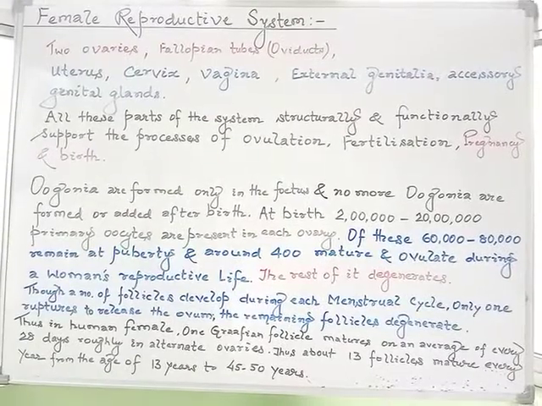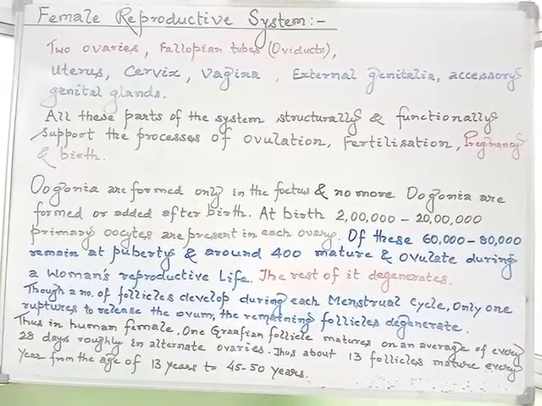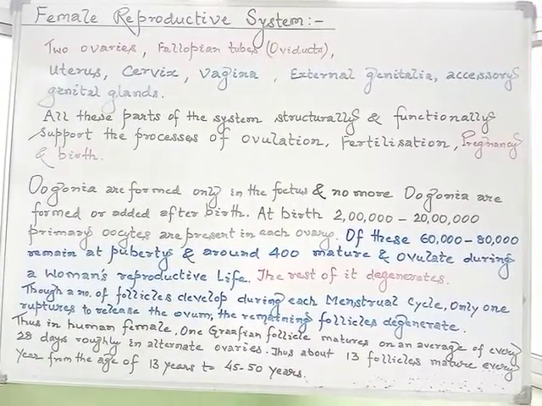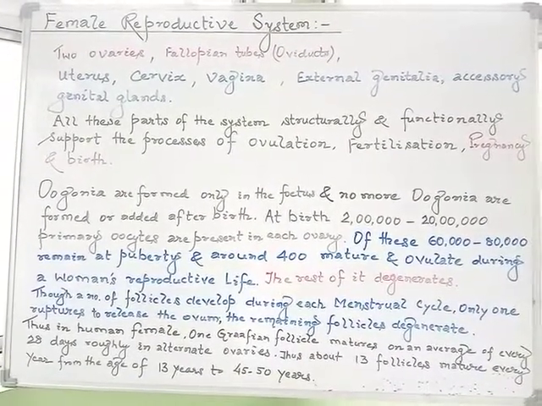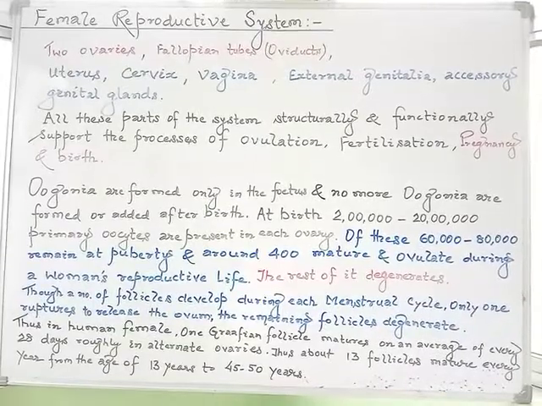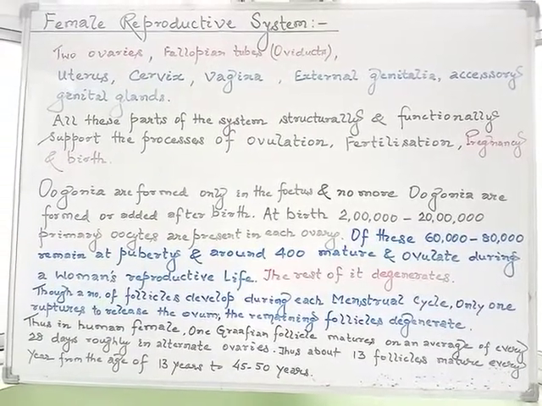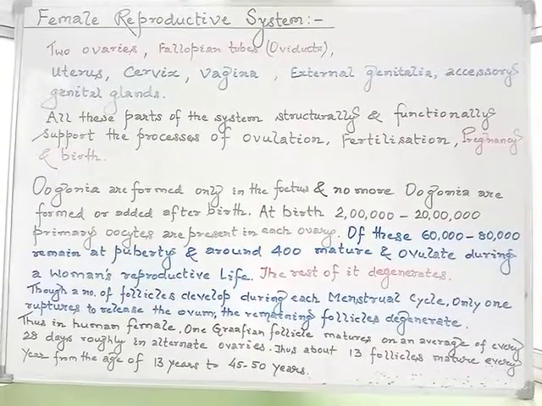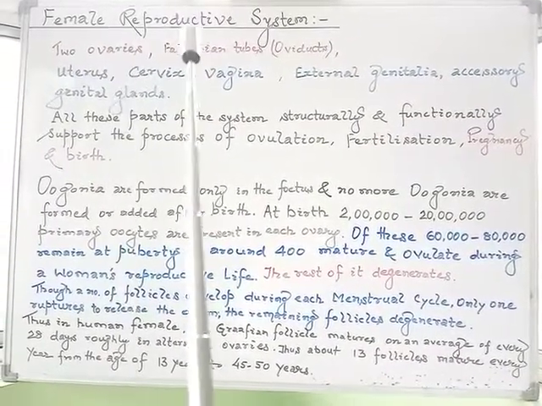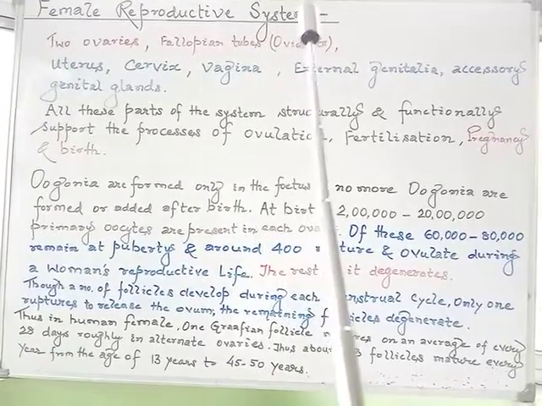In the previous class, we discussed the male reproductive system. There we discussed the different organs associated with the male reproductive system as well as the different associated glands. Today, we'll discuss the female reproductive system.